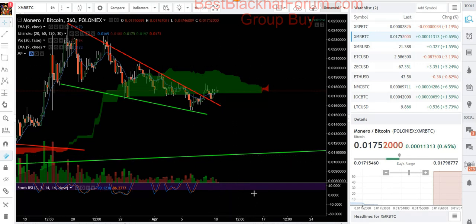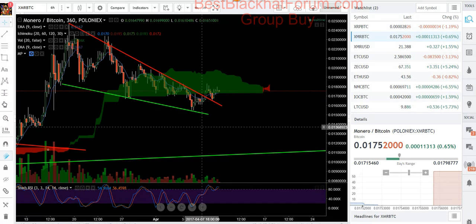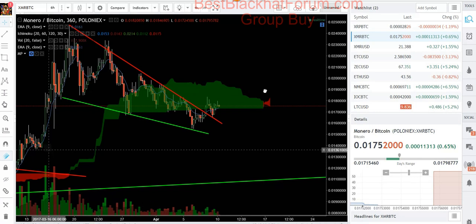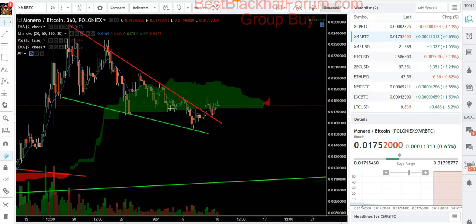Now, if this thing works its way through this 6-hour cloud and gets on top of it, that's the kind of move we're looking for. We're looking for it to work its way above the cloud, maybe come back down, and then bounce off the cloud, because the cloud is our support. We're working our way back up to trading on top of the cloud.